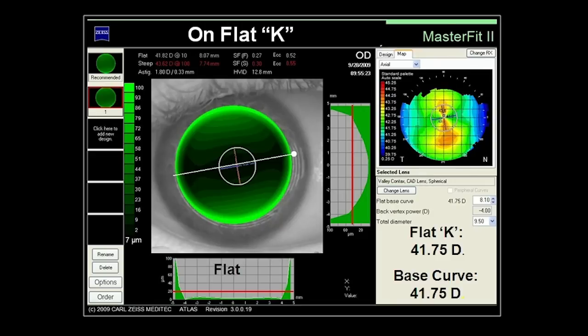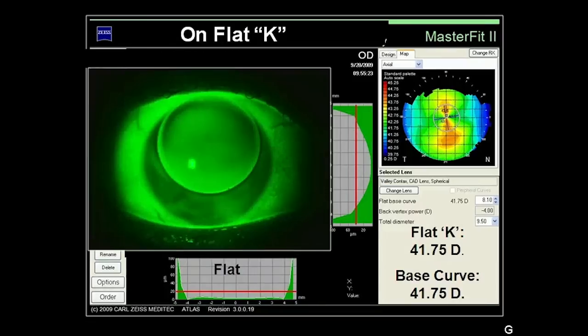Now, again, if you don't have a topographer, you're going to be using diagnostic lenses to do this. But if we put a 41.75 on this particular patient, because of the eccentricity of the eye, you can see that the center of the lens is touching. It's very flat. So we can visualize this on the topographer and say we probably need to go steeper than 41.75. If we do put a 41.75 on, there's likelihood that it's going to touch in the center. And let's go through the process of taking a look at that.